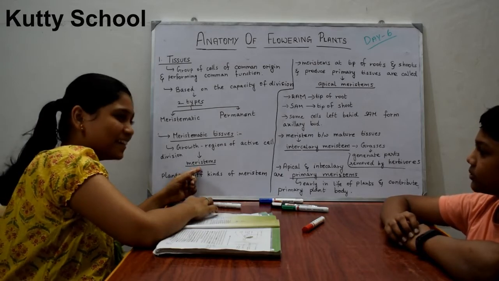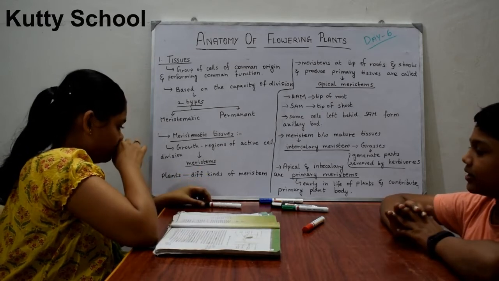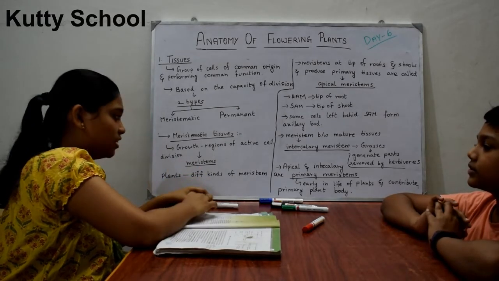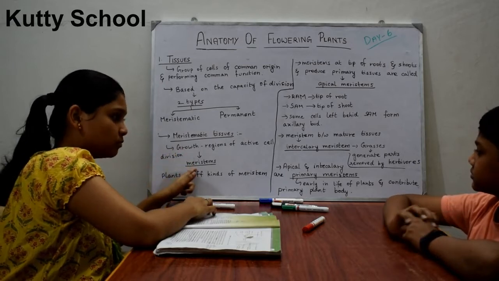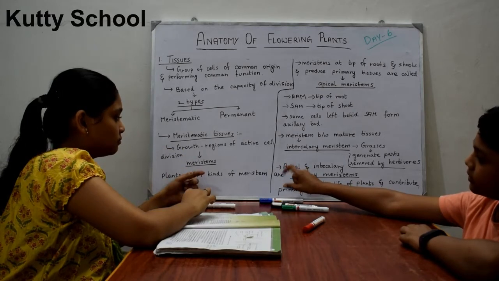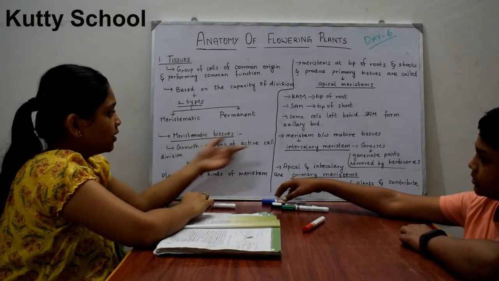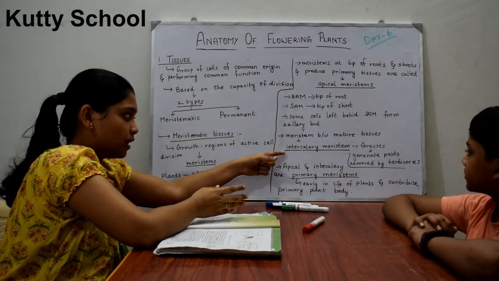Different kinds of cells get divided. Regions where active cell division happens, we gave them the name meristem. Why did we give the name meristem there? Because it has the name for this sentence. Intercalary means it is between two mature tissues. So we have intercalary meristem.